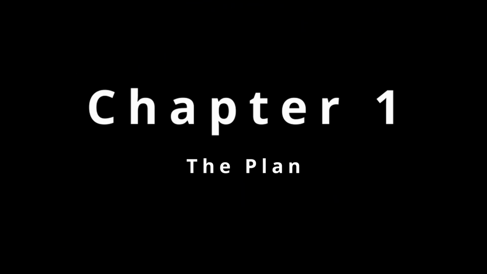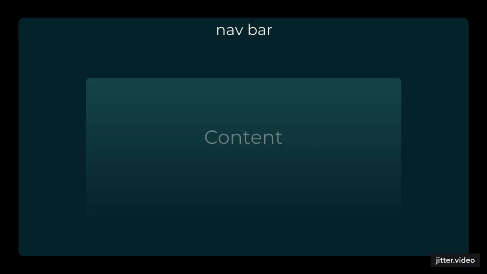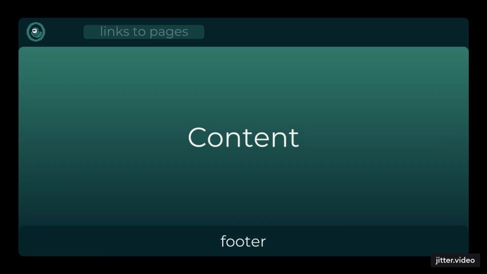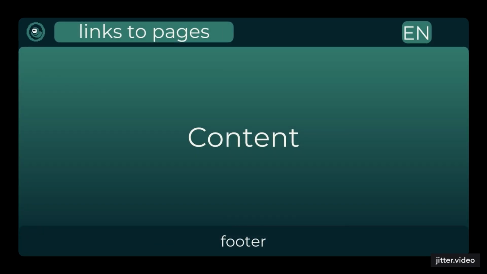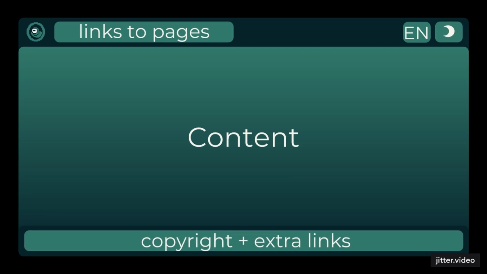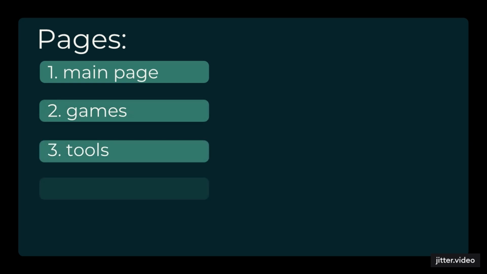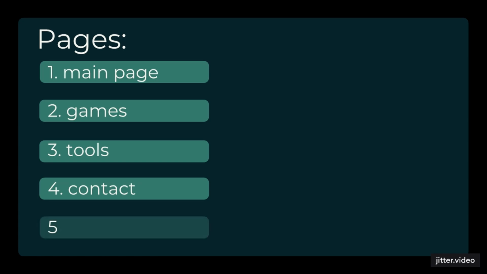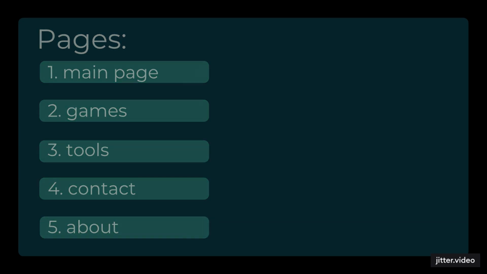My website will consist of 3 parts: the navbar, the content and the footer. The navbar has all the links to all pages, the language select and the theme switcher. The footer has additional links plus the copyright for the website code. The website itself will have 5 pages: the main page with my hero section and my current projects, a game section with all my games, a tools page with all the tools I've made, then we have the contact section with links to all my socials, and last we have an about section that talks about me.